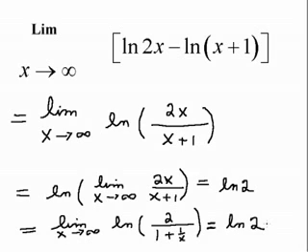The other way to look at it is that this is the limit as x goes to infinity of the natural log of, divide numerator and denominator by x, we get 2 over 1 plus 1 over x. As x goes to infinity, 1 over x goes to 0, and once again, our final answer is the natural log of 2. We'll see additional uses of L'Hopital's rule in future lectures.